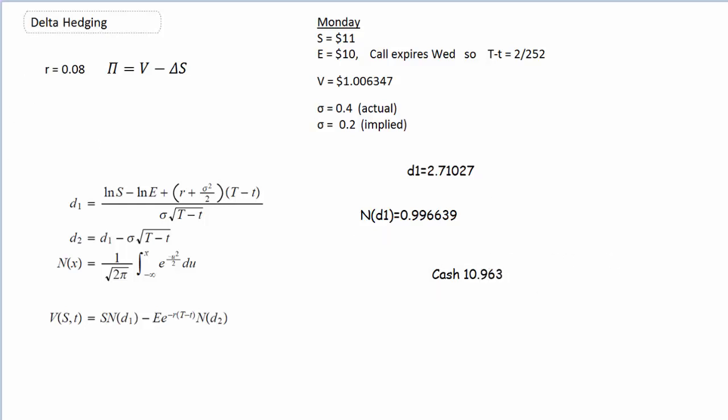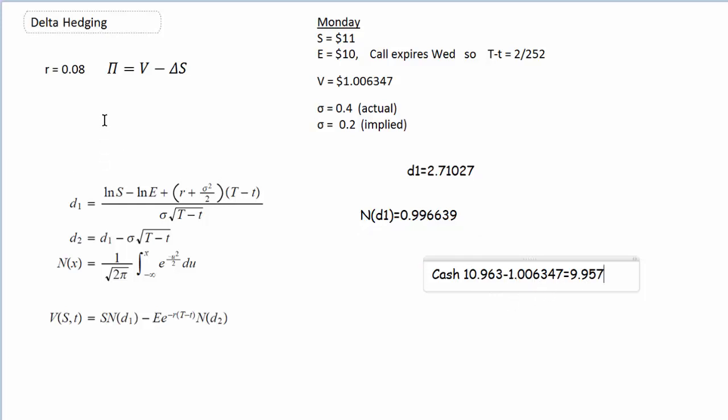Now, I need to spend some of that because I got to buy a call. I'm buying a call in the market, so I need to spend $0.6347, and that means I'll have cash of $9.90, almost 96 cents. So I bought a call. Well, first I shorted 0.99 of a share. With that cash, I bought a call.